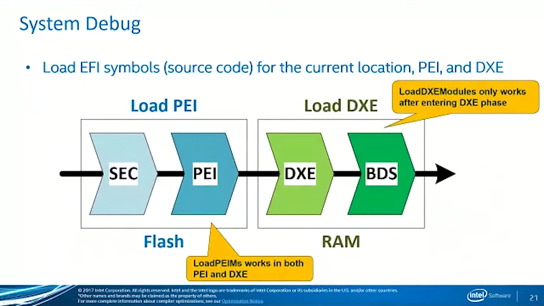This chart shows the UEFI boot sequence. In the sequence, SEC and PEI code is loaded into flash memory. Their addresses are fixed when the user installs. So when the user loads the symbol file, they can load it in any phase.